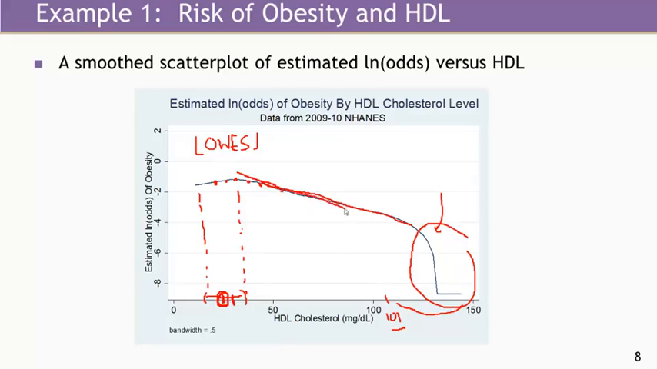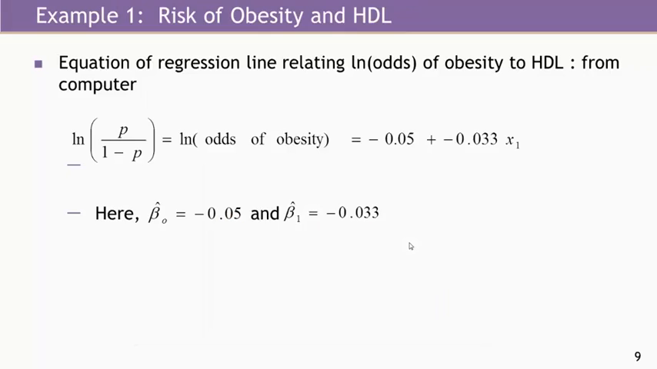So I'm going to go ahead and say it's reasonable to assume this association is linear, and I'm going to estimate an equation using the computer to explain this. If we use the computer to estimate the results of this logistic regression, what we get looks like this: the log odds of obesity is equal to an intercept of negative 0.05 plus negative 0.033, our slope, times cholesterol level.